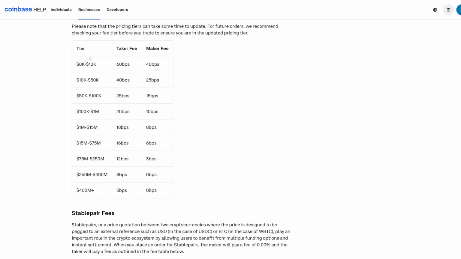So let's go ahead and take a look, and you can see on the screen here that for anybody that's trading between $0 and $10,000 over a given 30-day window, well, you're going to be charged around 0.4% for a maker fee or a limit order, and around 0.6% for a market order.